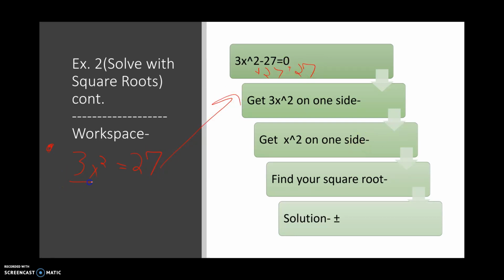Get x squared on one side. So now we're going to divide by 3. X squared equals 9. Find your square root. 9 does have a perfect square root, and that is 3. So our solution is negative 3 and 3, because x would equal negative 3 and 3. So those are our two solutions.